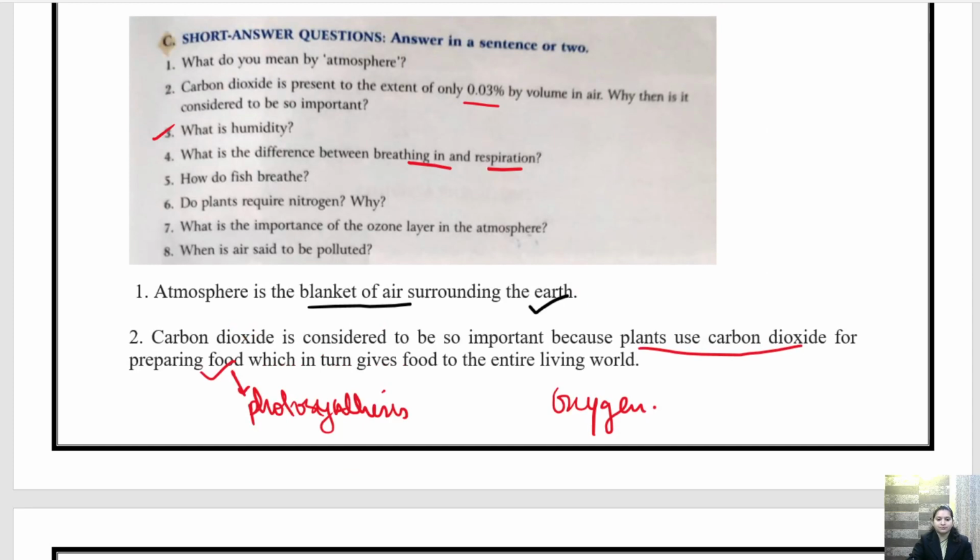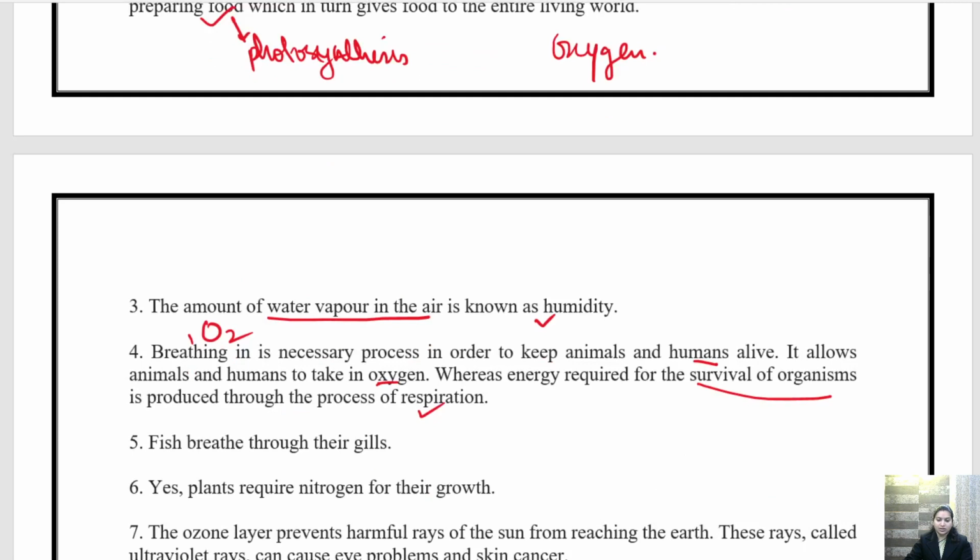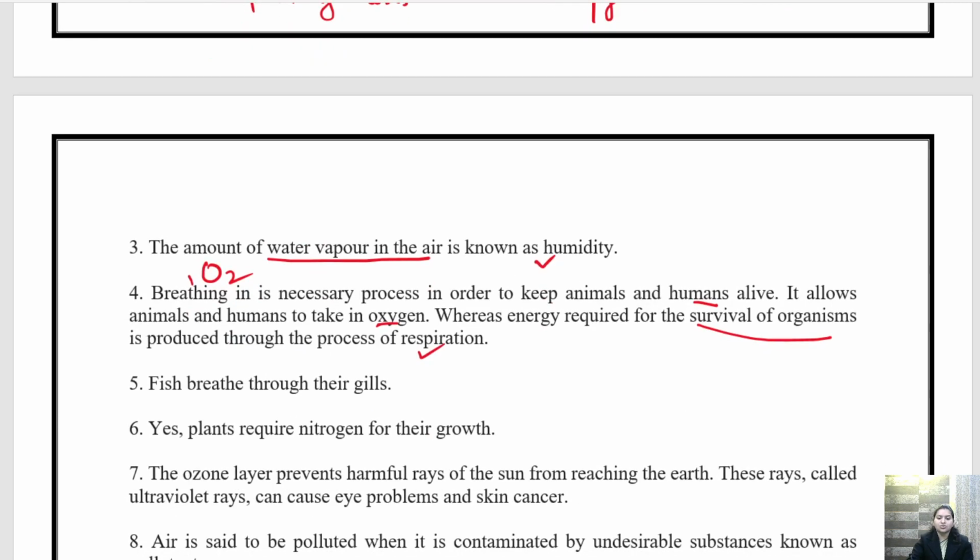Next question. Question 5. How do fish breathe? Children, this is a very easy question. Fish breathe with the help of gills. Fish breathe through their gills. They take oxygen from water. The oxygen dissolved in water, fish take in with the help of gills. Okay. Now question number 6.